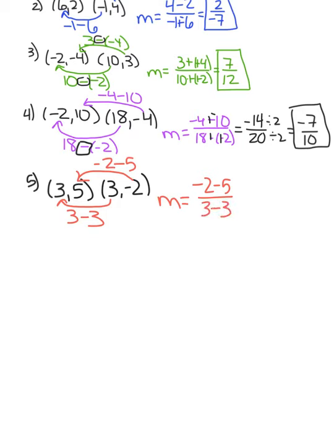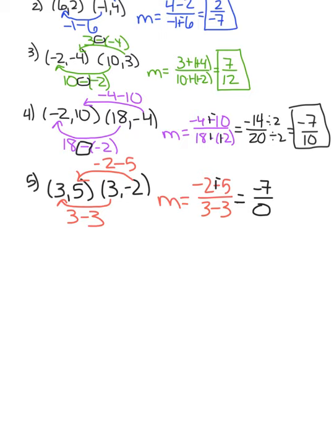So looking at the top first, I have keep, change, switch. So negative 2 we keep, we change that to addition, we switch that to a negative. Negative 2 plus negative 5 is negative 7 on top. 3 minus 3 is 0 on the bottom, right?